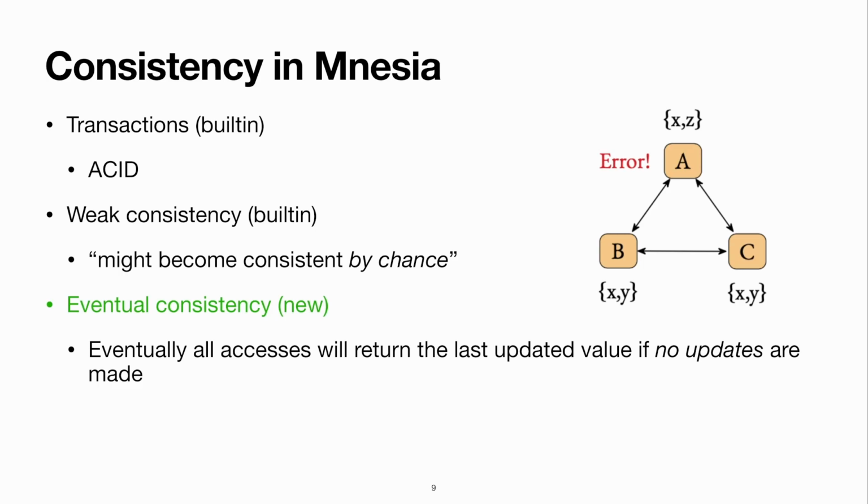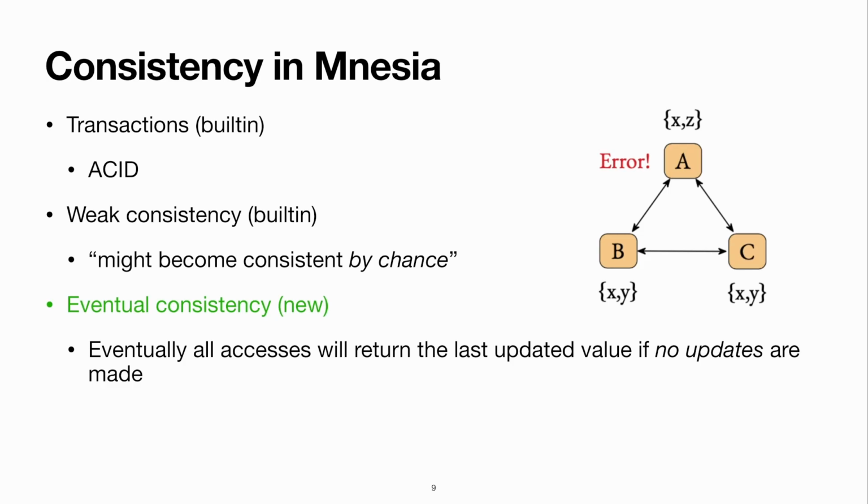There's also weak consistency, which is really just saying we are going to do the best effort here, and there's no guarantee whatsoever. The data might become consistent by chance, or it might not. This is also provided by Mnesia with something called dirty operations. And then the third one is called eventual consistency. This is not yet present in Mnesia. It's defined as: eventually all accesses will return the last updated value if no updates are made. I propose this here because it's useful if we think back to our previous example where we have 3 nodes, and when the partition heals, the 3 nodes are in this kind of inconsistent state.